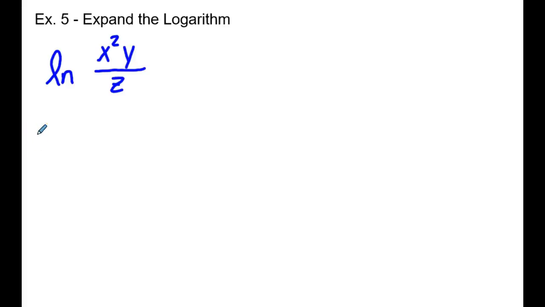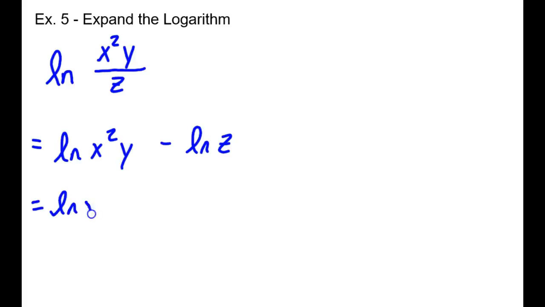So first we should notice that we see a division sign, we have a fraction, so we need to apply the quotient rule. We rewrite this as the natural log of x squared times y minus the natural log of z. Now we're looking to see if we can apply the product rule. We have two factors being multiplied, so we can break that apart using addition. This becomes the natural log of x squared plus the natural log of y minus the natural log of z.